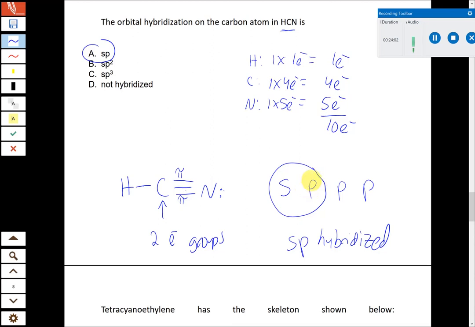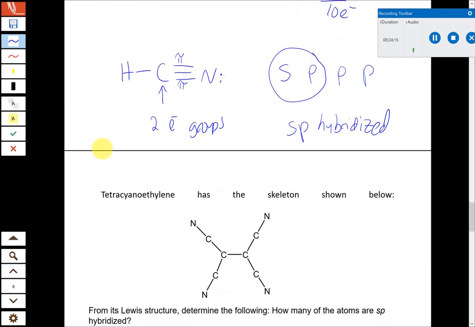So there are a couple of ways of thinking about this, but I think the most straightforward way is just to count the number of electron groups, or the steric number of the central atom, as I've called it before. 2 electron groups means we hybridize 2 orbitals, s and p, to make it sp hybridized.